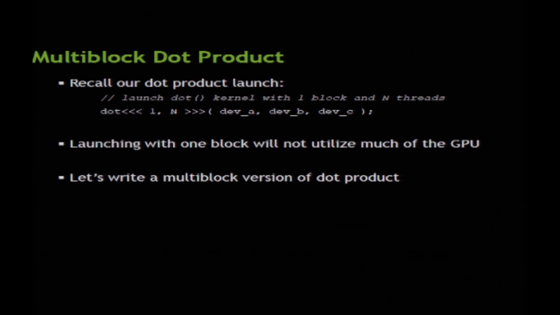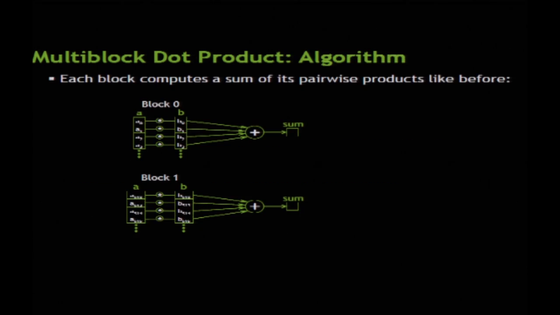So let's switch and look at a multi-block version of the dot product. The multi-block version would look something like this, very similar to what we've done already. Each block computes a sum of its pairwise products like before, but you have multiple blocks.